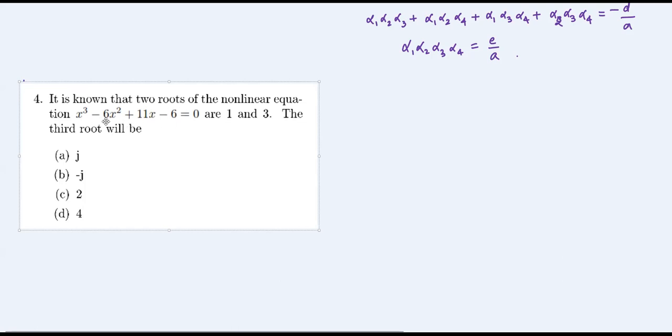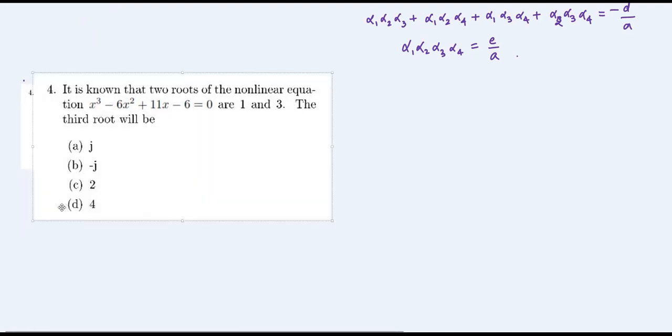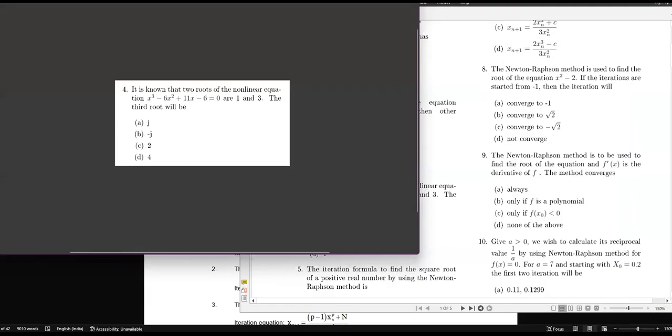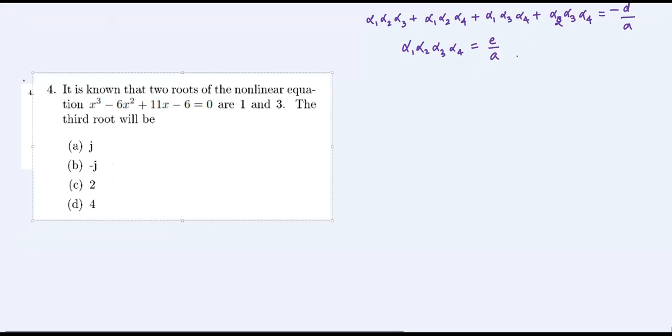The coefficients do not have an i term anywhere. So they are real coefficients. So the roots will have to follow that. If it's a complex root, it has to be in a conjugate pair. So now the third root will be, see, the sum of roots is 6. So B by A is 6. Now 1 and 3 are the roots. So naturally the third root will be 2. It's just a common sense logic.